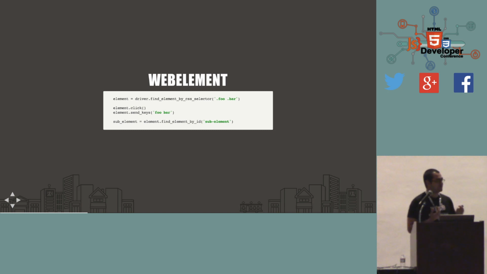Once you actually have references to elements, this is where the web element API comes in. So you can find elements by CSS selector, then you can click on them, you can send character keys to them, and then you can select sub-elements within that element. This is one of the places where WebDriver did a really great job of simplifying the API. Selenium RC used to have 10 different ways of sending characters to elements.